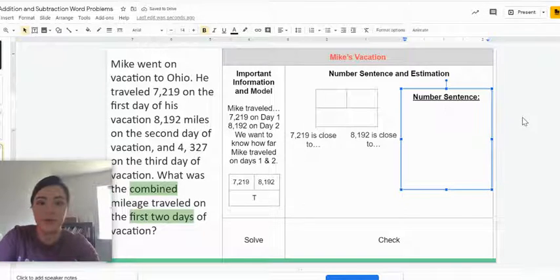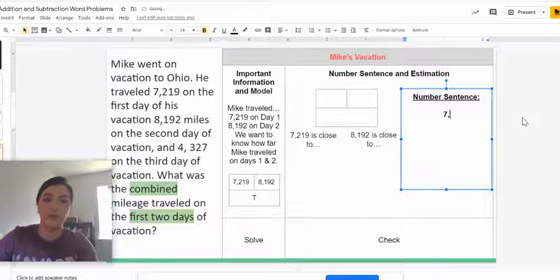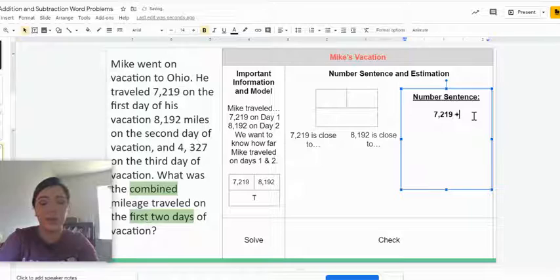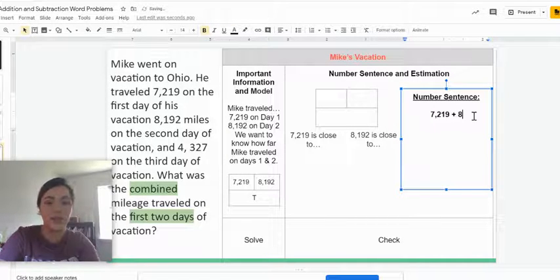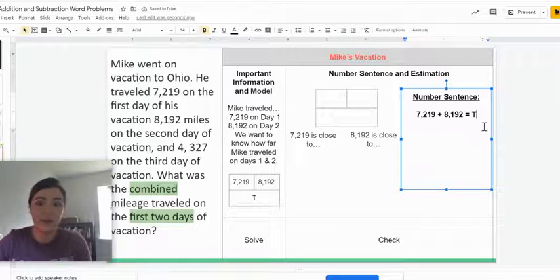To set up our number sentence correctly, we want to make sure that we're going based on what we have in our model. So I have 7,219, and I'm going to add 8,192 to that. And that is going to equal T. Don't know what that is yet. That's what we're trying to solve for. That's what we're trying to find out. The miles that he traveled in days 1 and 2.